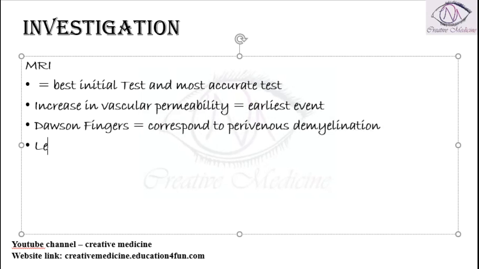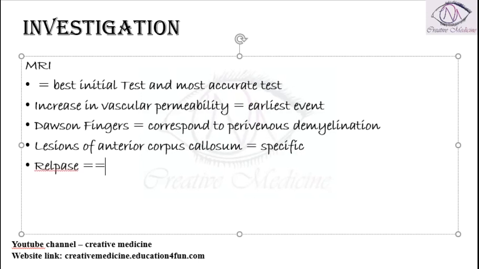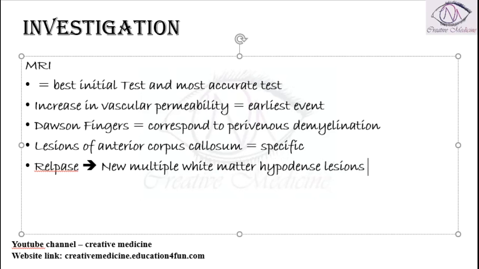Next, there are also some lesions of the anterior corpus callosum that may be seen, and these lesions in the anterior corpus callosum may be specific. MRI is also used to show the relapse. If there is any relapse, in the MRI you can see multiple white matter hypodense lesions. Especially if new lesions occur, then it is said that there is a relapse in multiple sclerosis.